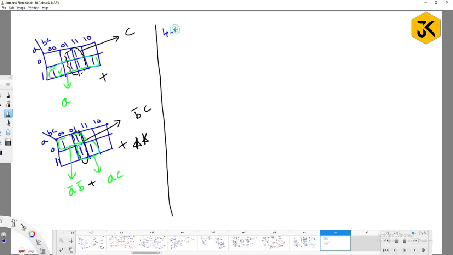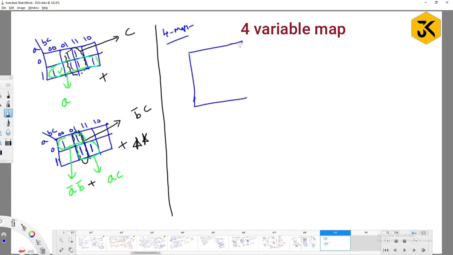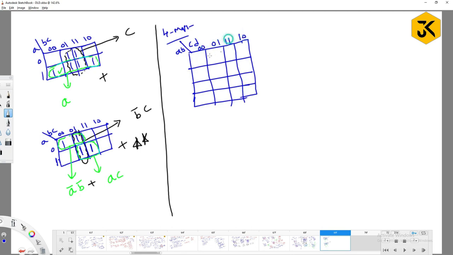Let's talk about the 4 variable map. In a 4 variable map, A, B, C, D, only one kind of representation is possible, because it's completely a square. What are the values? 0 0, 0 1, 1 1, 1 0 along the top, and 0 0, 0 1, 1 1, 1 0 along the side.